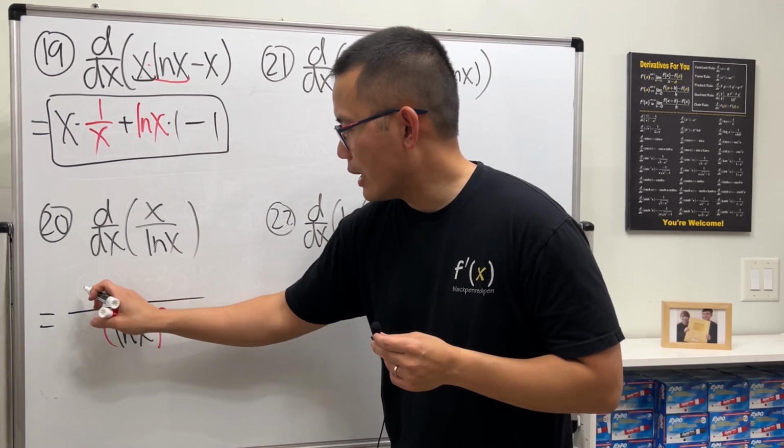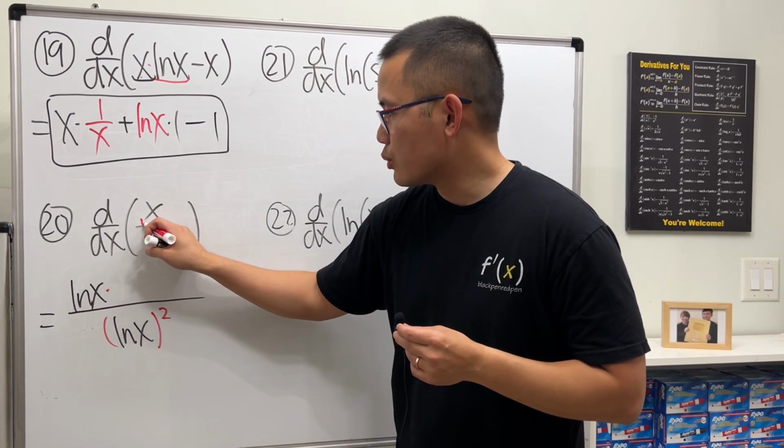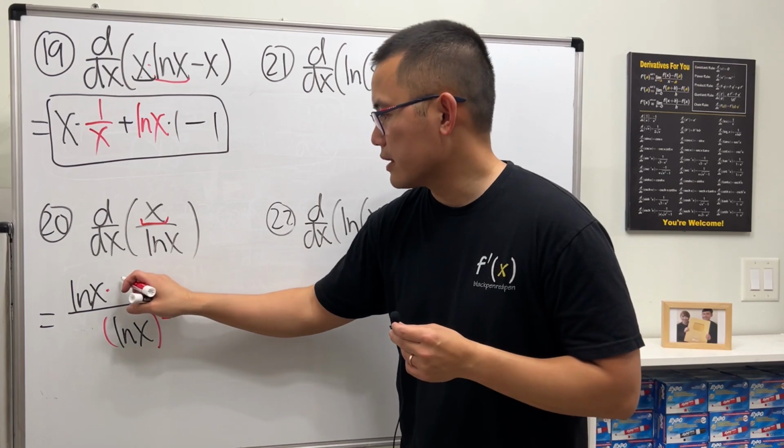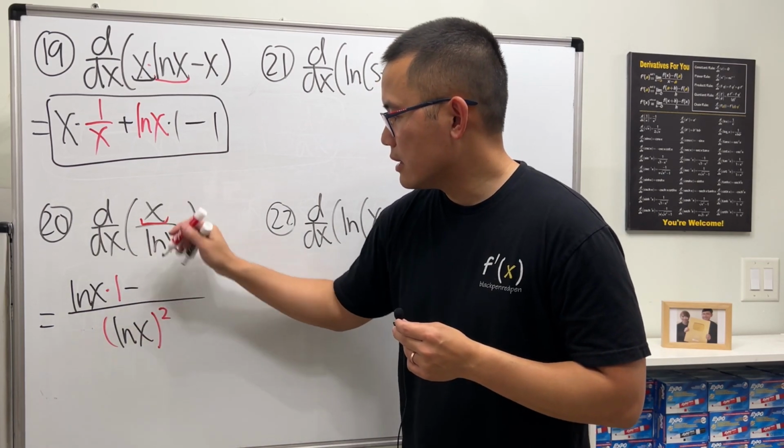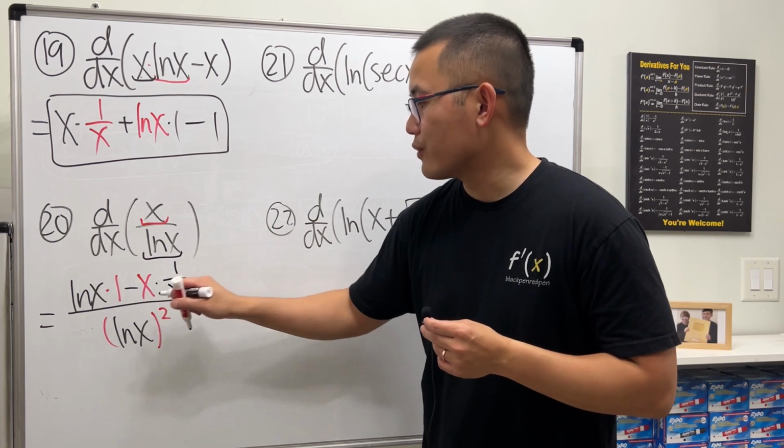And then I'm going to have the bottom right here, ln x, times the derivative of the top. Derivative of x is 1. Minus the top function times the derivative of the bottom, which will give us 1 over x.